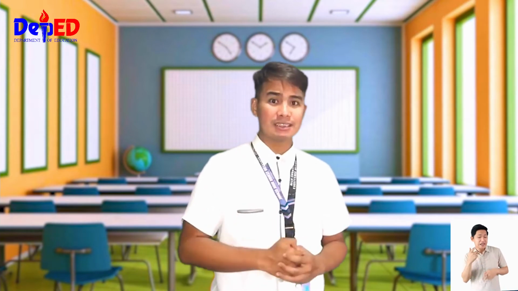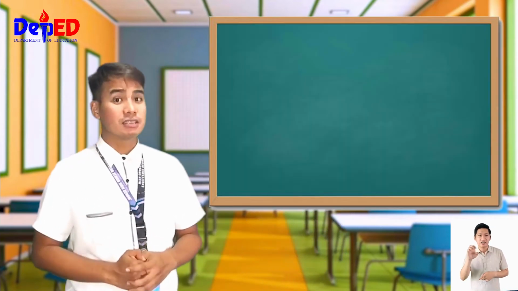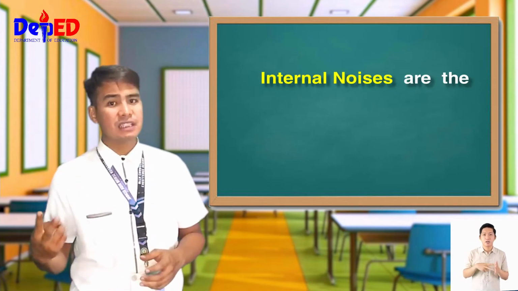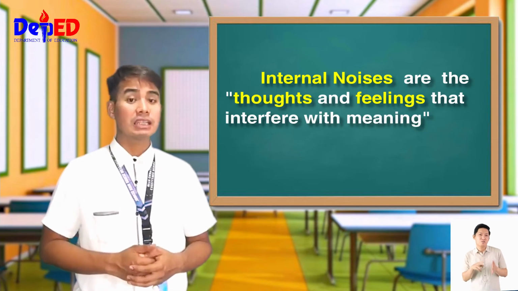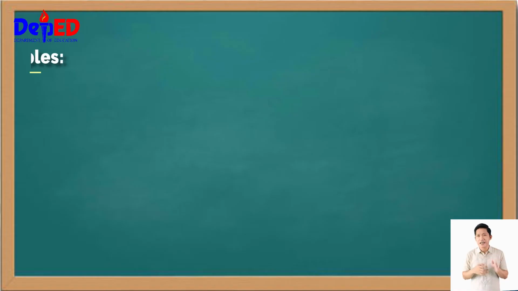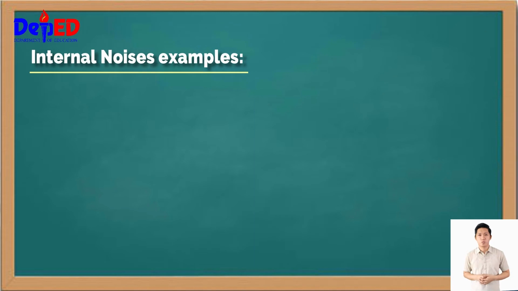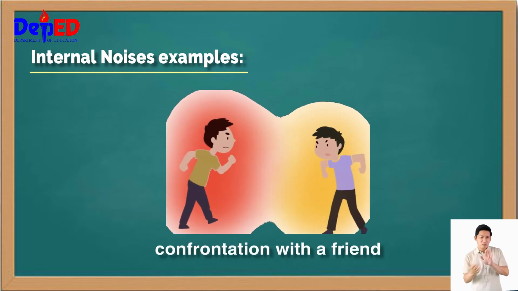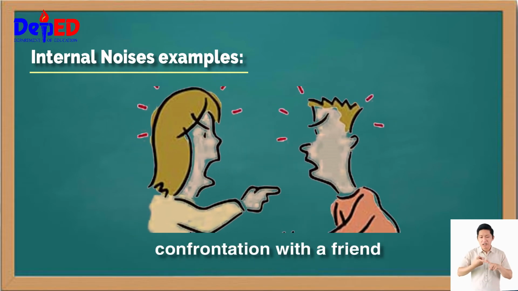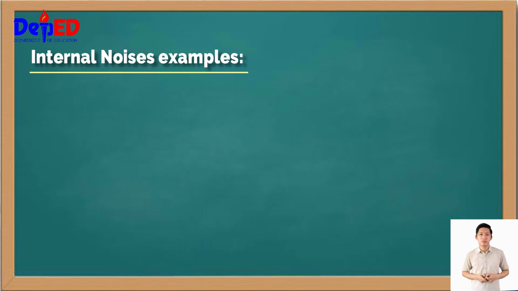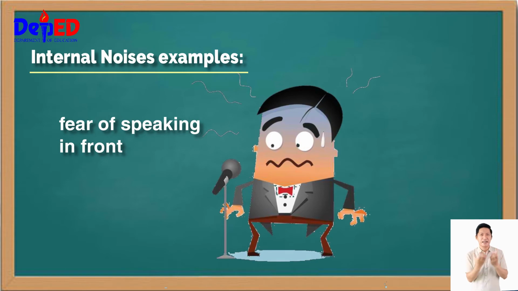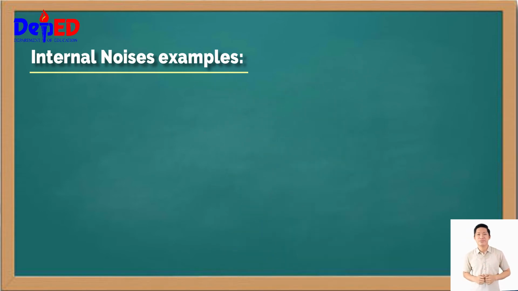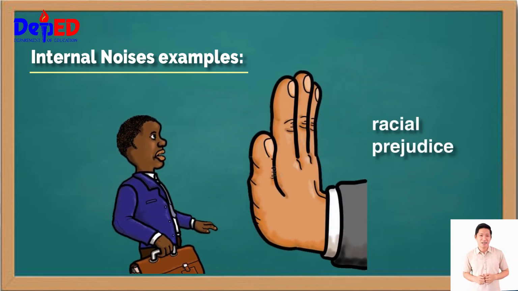Moreover, another kind of noise is internal noises. Internal noises are the thoughts and feelings that interfere with meaning. Examples of these are confrontation with a friend, fear of speaking in front of the class, and racial prejudice.